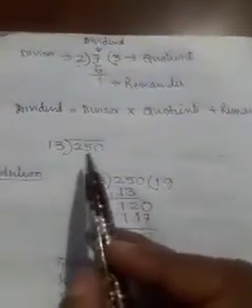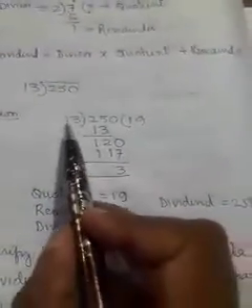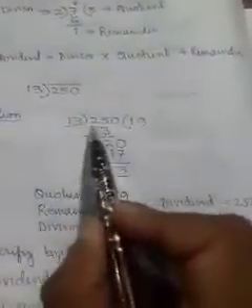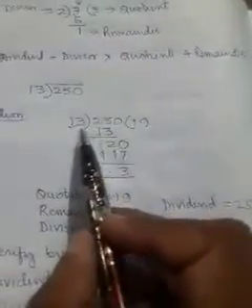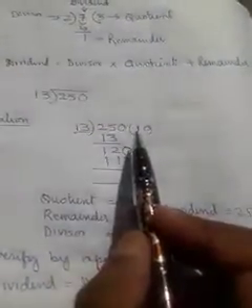Now the next question, number b, 250 divided by 13. In this, 13 has 2 digits. So first of all we will take 25. 13 1 ja 13, 13 2 ja 26. So it is greater.